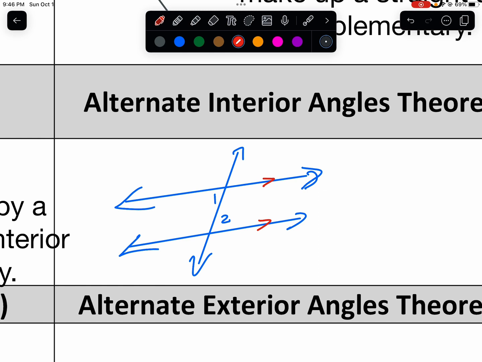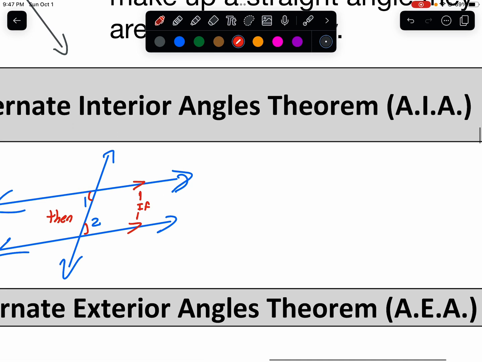To visually think about it, we could just do: if parallel, then congruent. Okay? If parallel, then congruent. But we're going to be able to write it down as well. So if you come on over here, we would say that same statement.